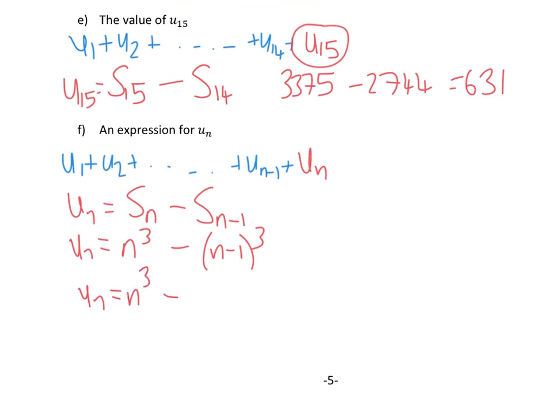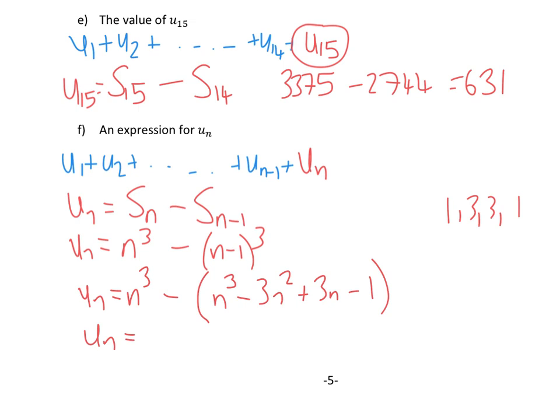Okay, so then if I keep simplifying that, I get n cubed. Now if I expand that using binomial, remember the triangle 3 is 1, 3, 3, 1. I get n cubed, take away 3n squared, minus 1 squared will give me plus 1, so I get plus 3n, and then minus 1. And then when I simplify that, n cubed take away n cubed cancels out, so I'm left with 3n squared minus 3n plus 1.